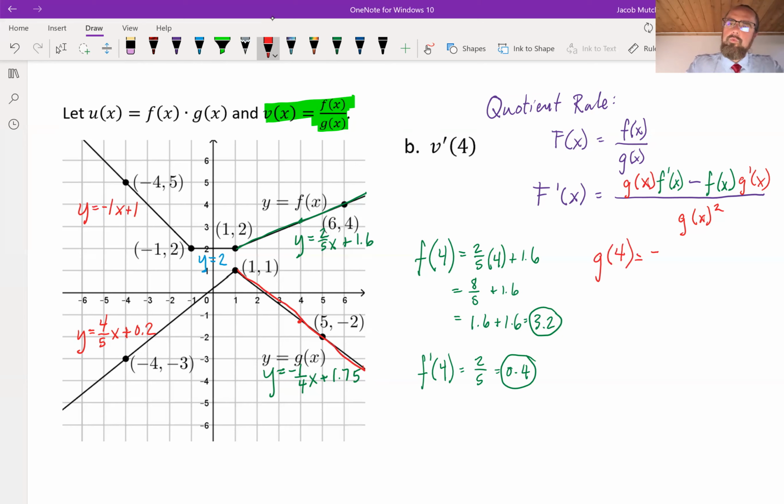So it's negative 1/4 times 4. Again, I'm getting this rule from what we wrote, plus 1.75. So that's going to be negative, my 4's cancel, so negative 1 plus 1.75, which is going to give me 0.75.